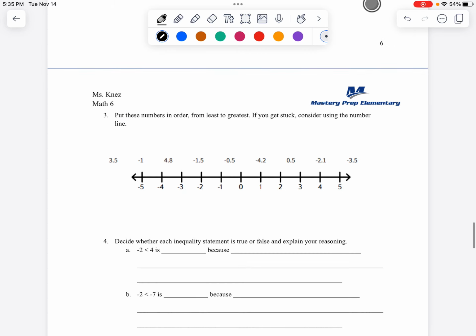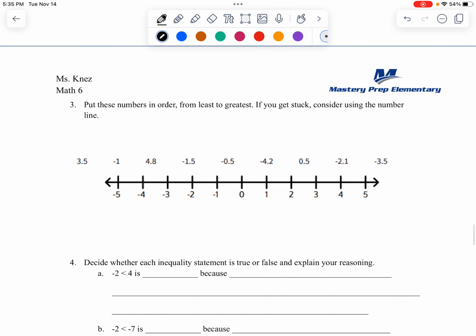I'm going to model how I would start with question 3. On question 3, you're being asked to number the orders from least to greatest, but you have a number line to help you. Let's look at 3.5. I know that 3.5 belongs halfway between 3 and 4. So I'm just going to put a tick mark at 3.5. I'll cross it off so I know I plotted it.